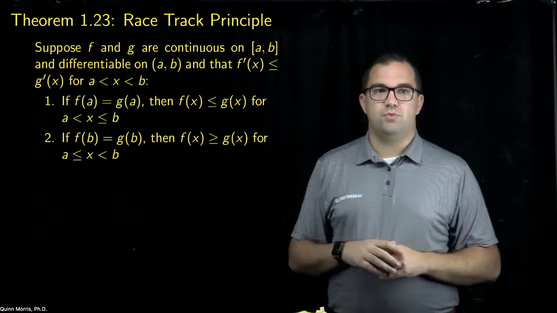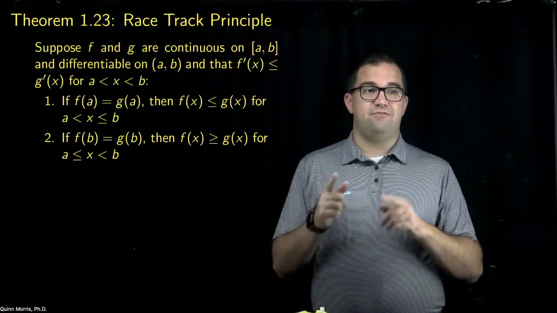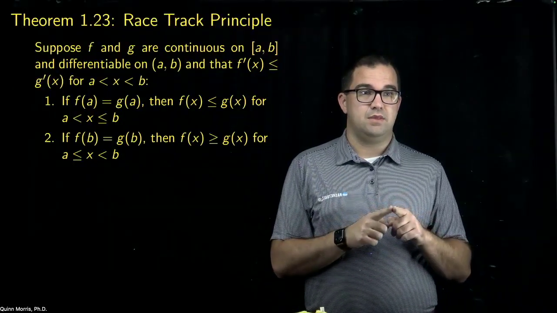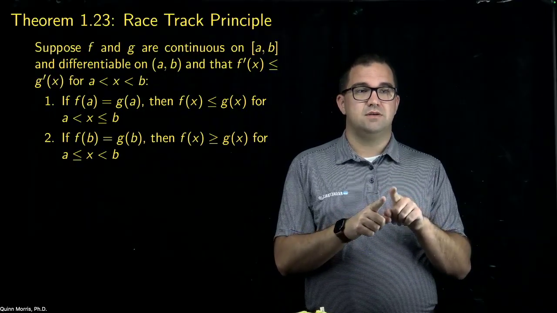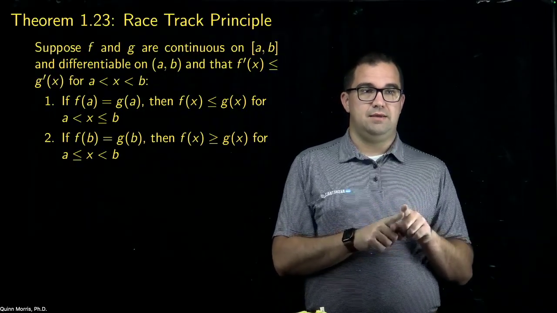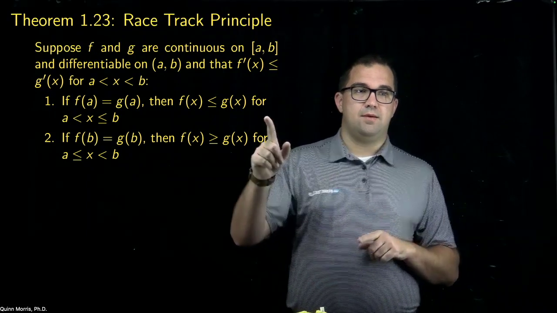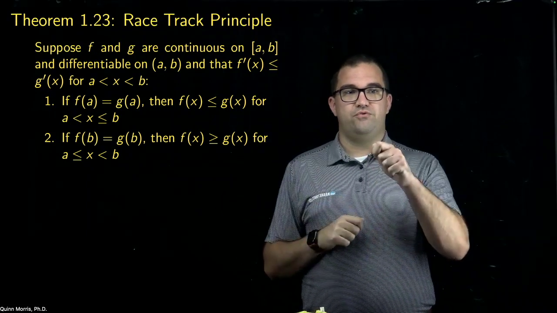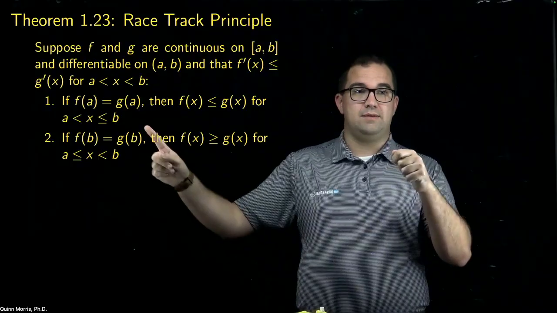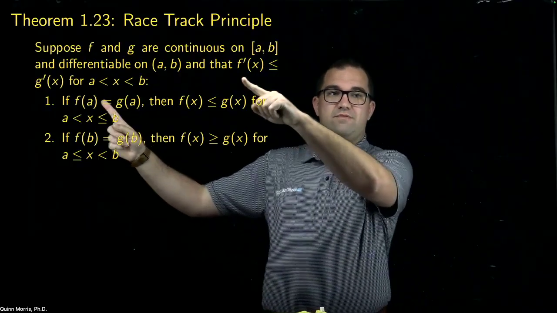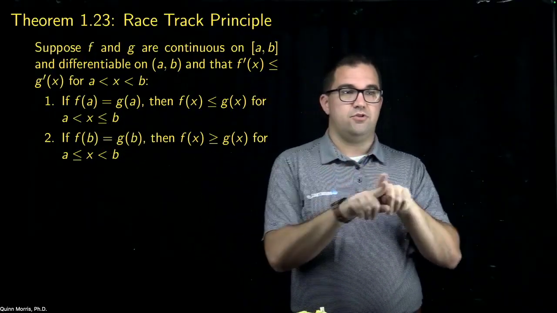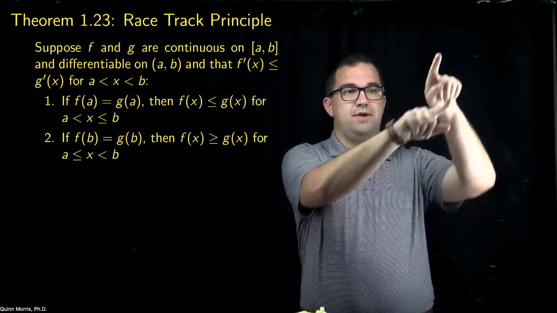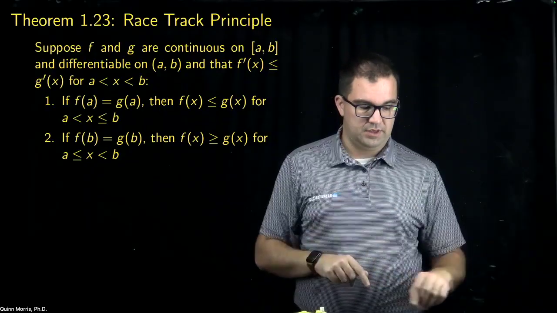The first part of this says, well, if their initial values, f of a and g of a, are the same, then f of x has to be less than or equal to g of x for all x between a and b. So the way to think about this is if you have two functions, they start at the same point, but you know that g of x has a greater rate of change than the other, then g of x is going to have to be the bigger function as you move out. Okay.